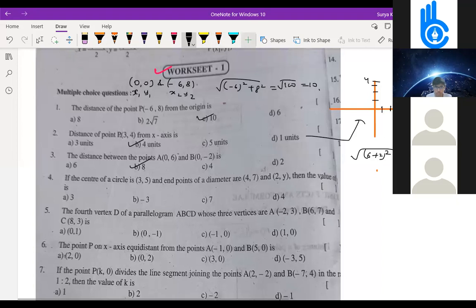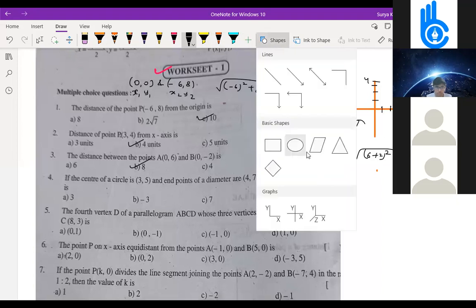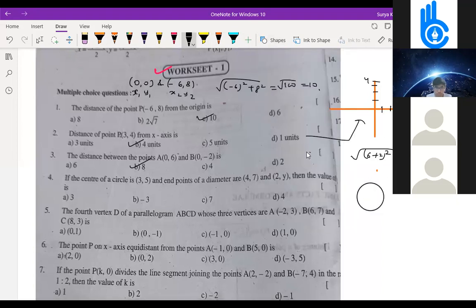Now question number 4. If the center of the circle is 3, 5 and the endpoints of a diameter are 4, 7 and 2, y, then you have to find the value of y. Means the distance between this one and the distance between this part are both equal. Both are the radius, so you can find it, the same.